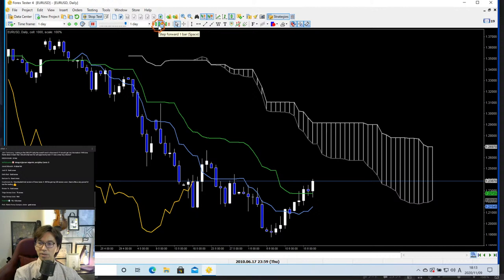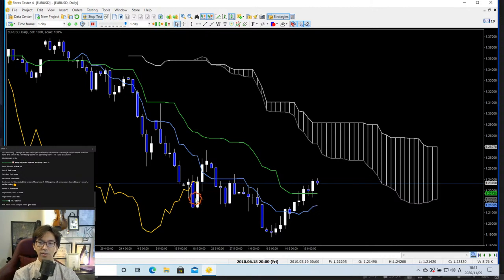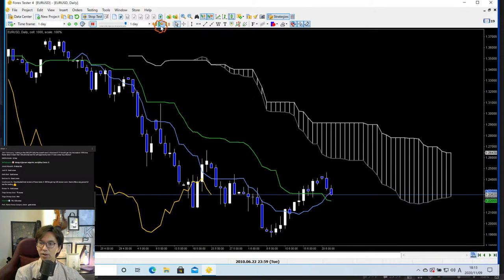So let me just move on. So now the price is going up. Alright, Kijun-sen overlaps with the candles now. So that's a confirmation for the range market, right? You don't want to take it in trace. So let's move on. Alright, now I see Tenkan-sen, Kijun-sen, Gold Cross.